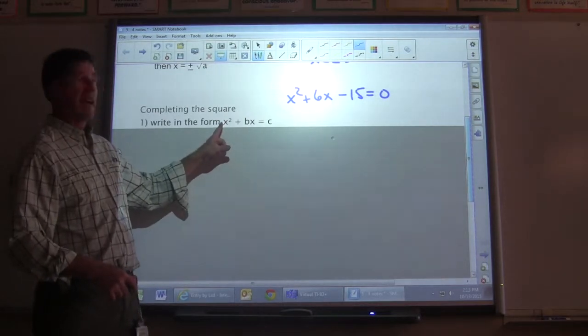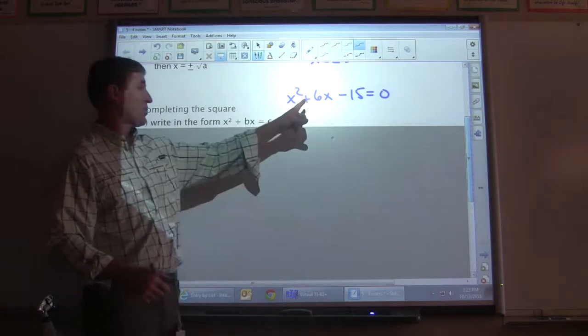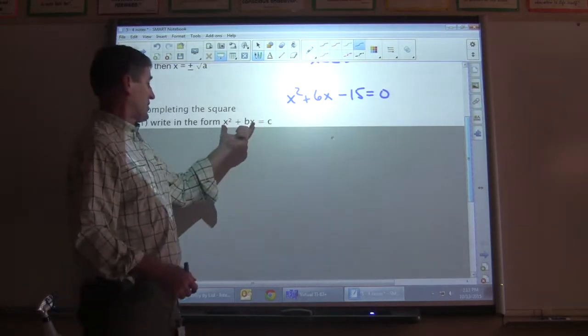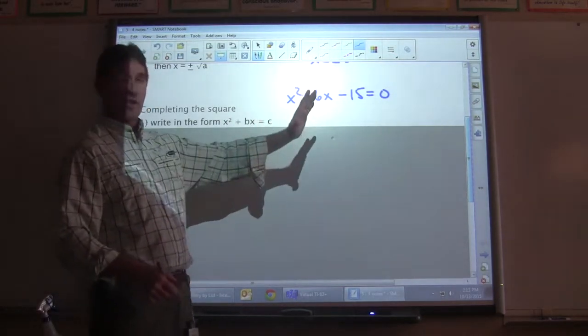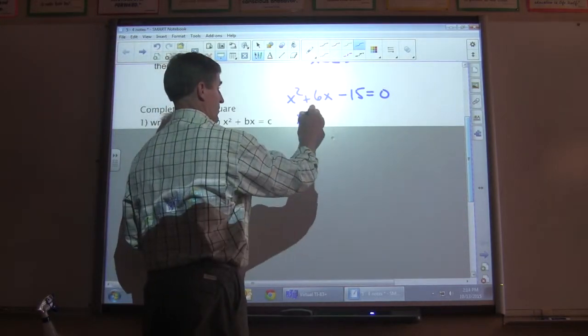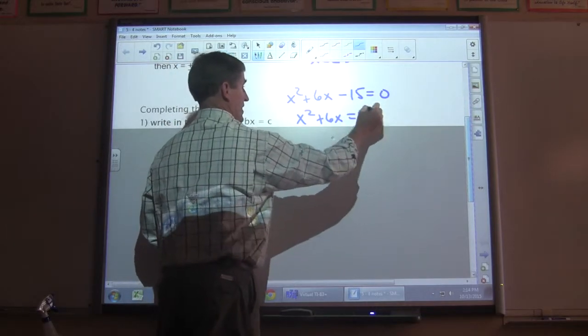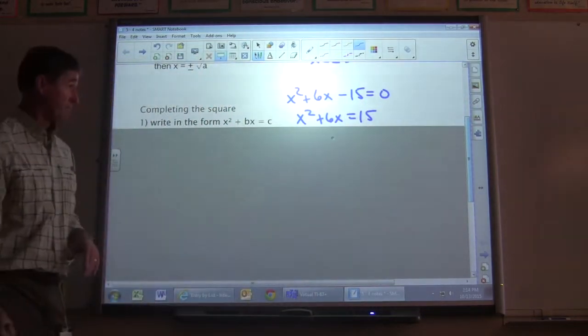Now, you'll notice there's not an a here. The value in front of the x squared always has to be 1. So in this case, we're okay. But you can see we just have the x's on this side, and the constant, or the number by itself, has to go to the other side. So the first thing I would do is add the 15 to the other side and get x squared plus 6x equals 15.